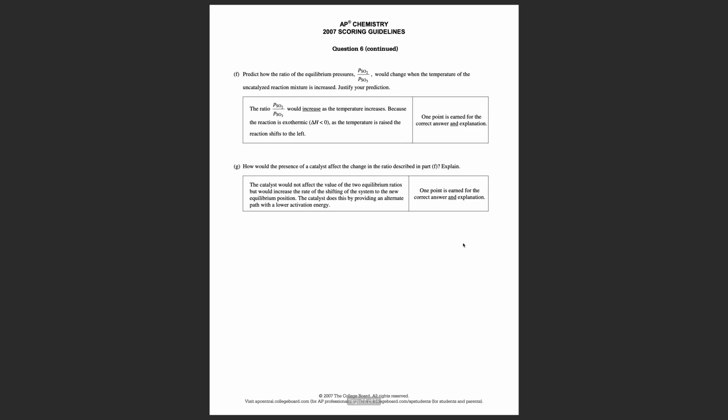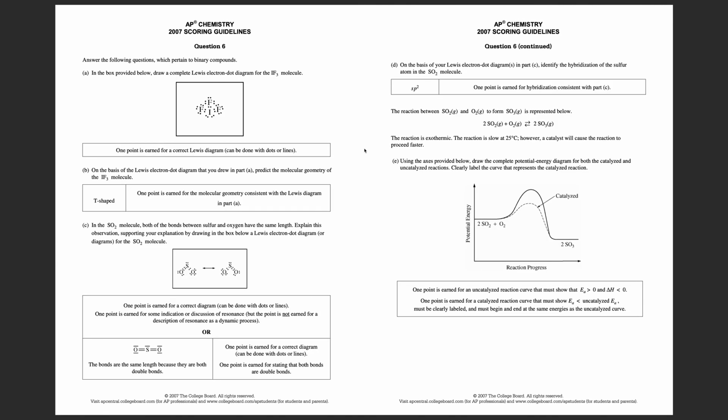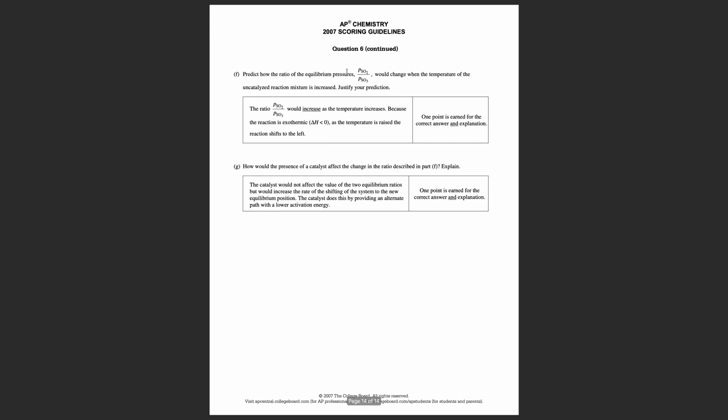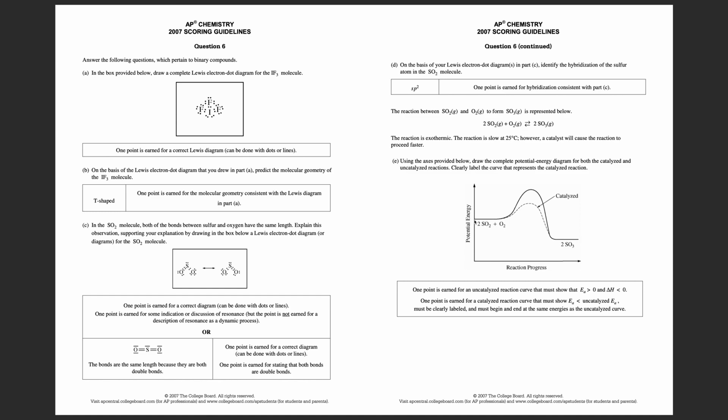Let me skip forward one more. No, sorry. So letter F, predict how the ratio of these things would change if the temperature of the uncatalyzed reaction is increased. Okay, so we have an exothermic reaction and it's uncatalyzed, and we want to know the ratio of the equilibrium pressures. Okay, so equilibrium is not affected by the rate of the reaction. Increasing the temperature of the reaction will increase the rate, but equilibrium is a different type of thing.